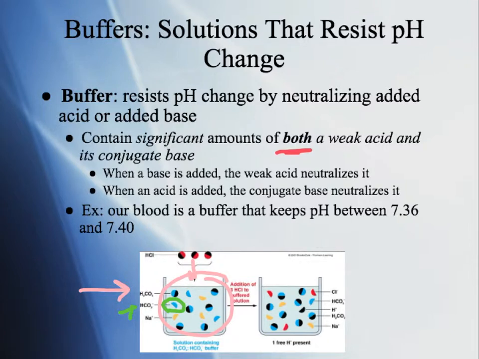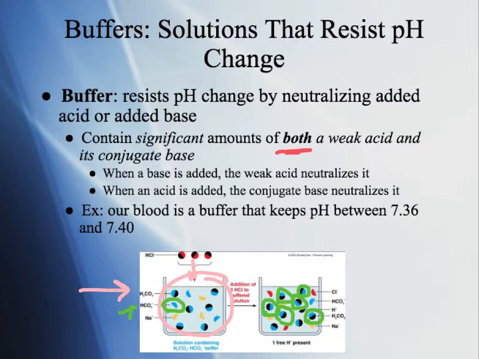If we hook up, on the right side, this blue piece with half of the hydrochloric acid, we can see that they come together, right, and neutralize it. Okay, and the opposite would be true if we added a base. Then the acid could neutralize the base. Okay, and so a really good example of a buffer system is actually in our blood.